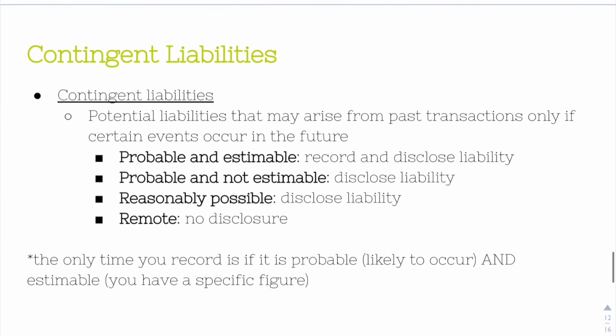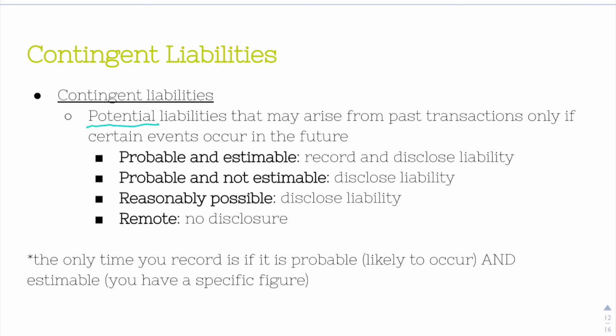Then we have what's called contingent liabilities. Contingent liabilities are potential liabilities, keyword is potential, that may arise from past transactions only if certain events occur in the future, and that's why it's contingent. It's contingent on those certain events occurring in the future. And we categorize them different ways and record and disclose them differently based on that.